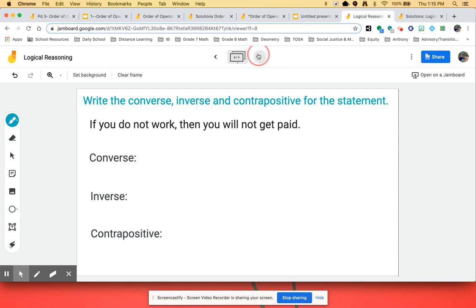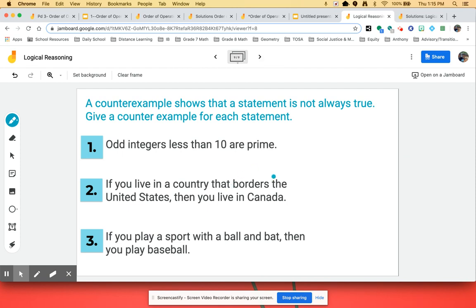There's one more slide. And this last slide talks about a counterexample. It says a counterexample shows that a statement is not always true. We've talked a little bit about this. Give a counterexample for each statement. So read the statement and give an example that would prove that the statement is not always true. When you've completed this Jamboard, please turn it into Google Classroom.